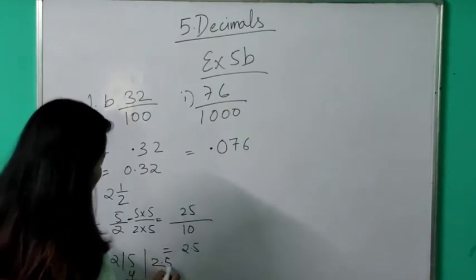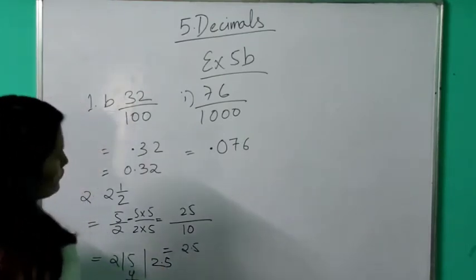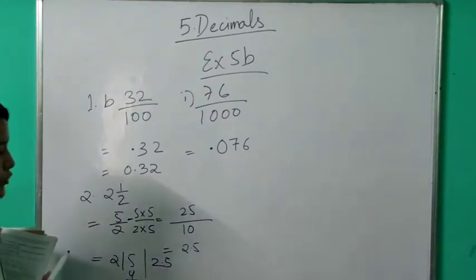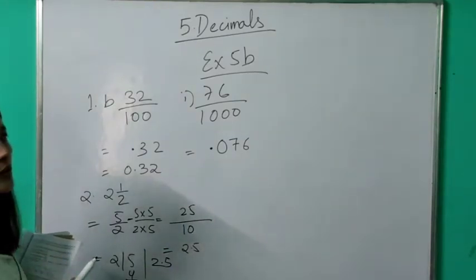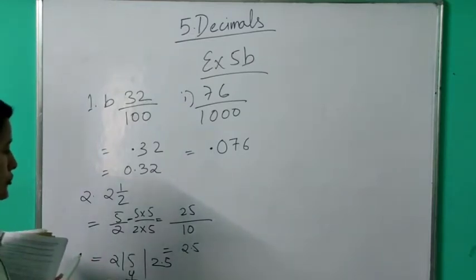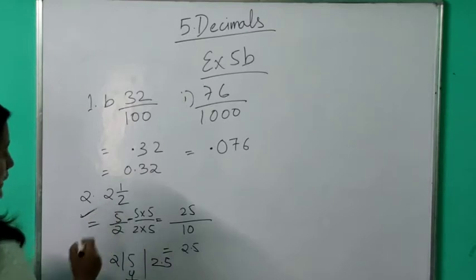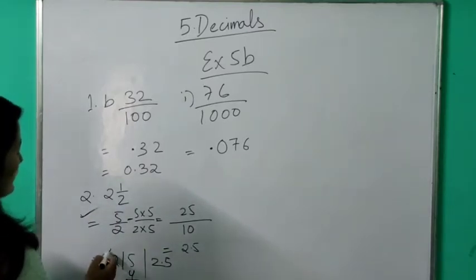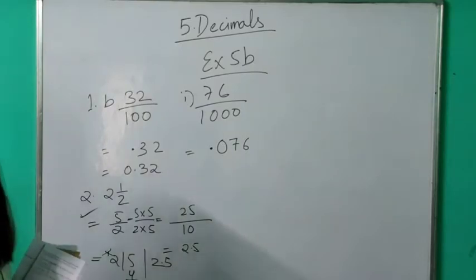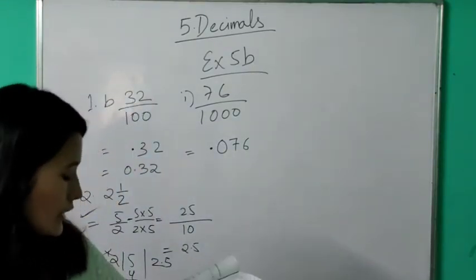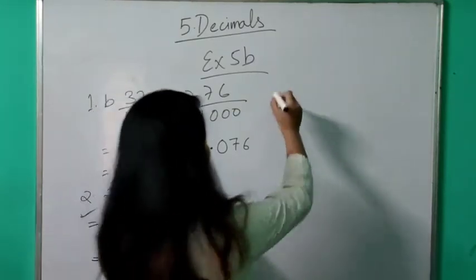So 2 5s are 10. So whichever way is convenient for you, you can do it. Okay, so this is just for whoever has forgotten how to convert the fraction into decimal, you start with this, and once you are habituated with it, then you can simply do the division also and find the decimal point.